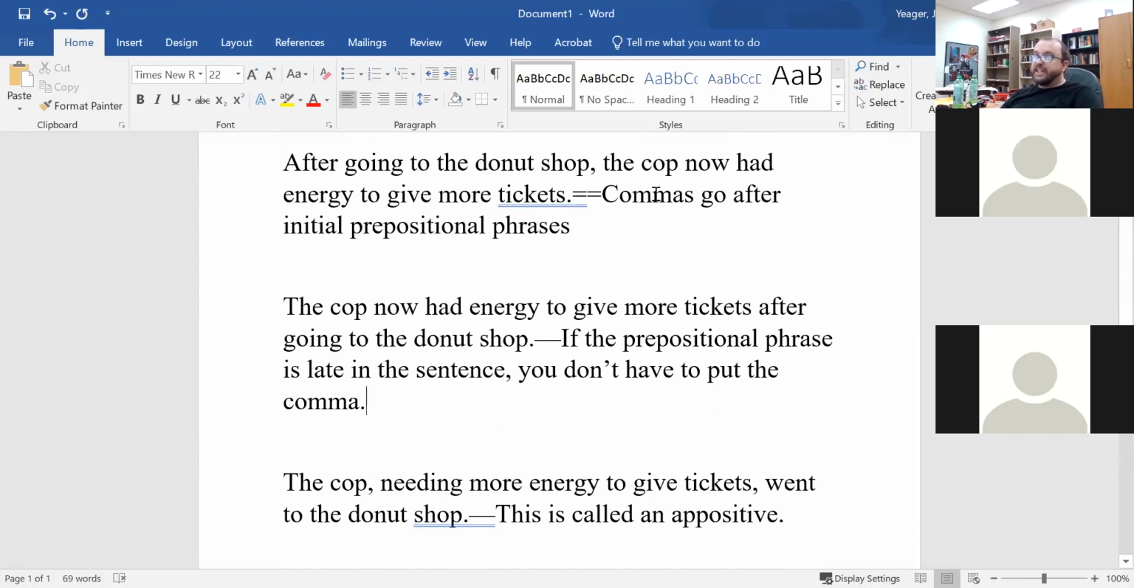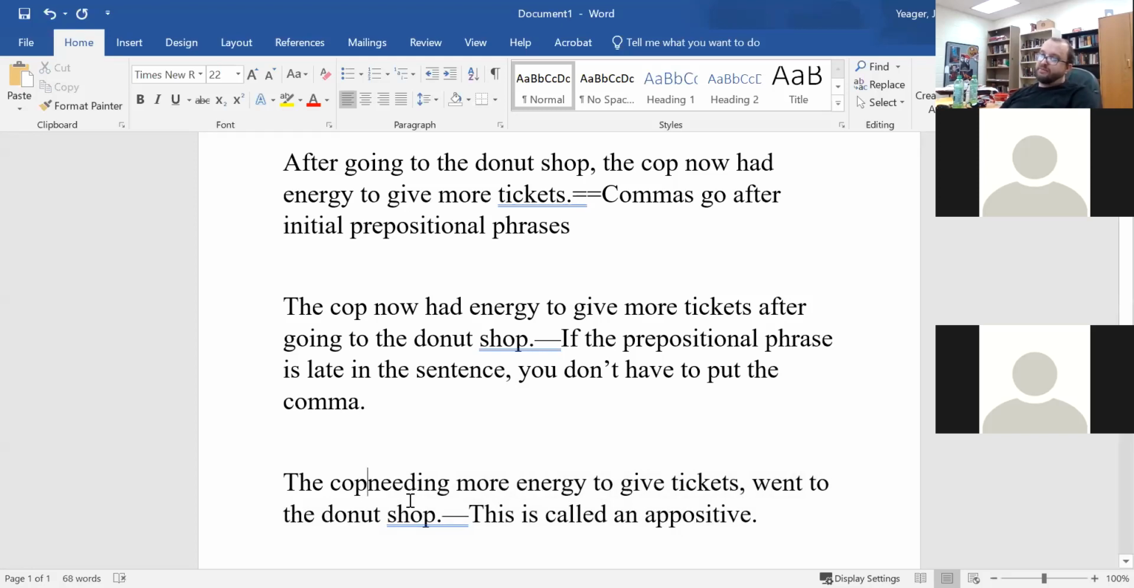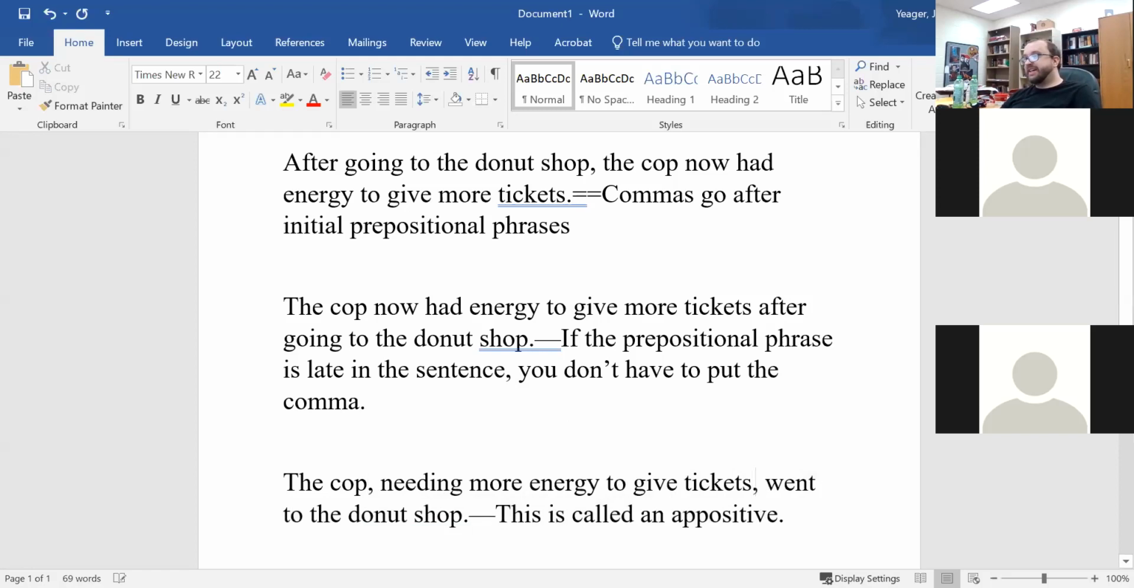So to recap, right? If it's at the beginning, put the comma. If it's at the end of the sentence, you don't have to. If it's in the middle and it's something that you can cut and the sentence still makes sense, put commas around it. Lots of times I'll see errors where you don't put the comma, right? The cop needing more energy to give tickets went to the donut shop. You really need the commas there to show that it's information that can be cut.